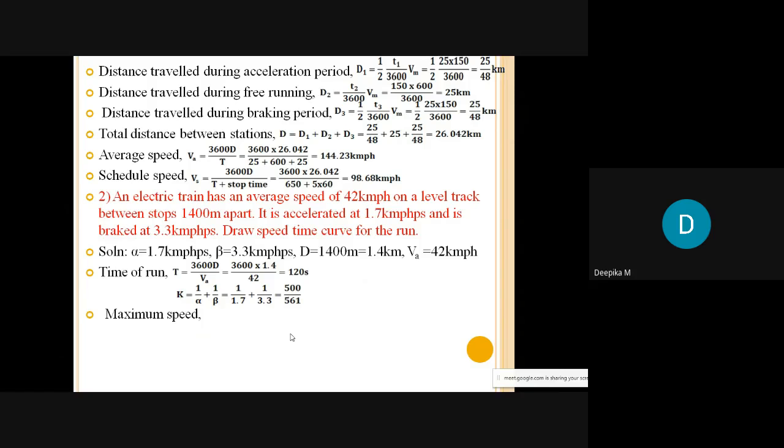What is maximum speed? Which is Vm. Vm is nothing but T by k minus the square root of T by k whole square minus 7200 D by k. Substitute all the values. So therefore, we will get the value, which is 52.0677 kilometer per hour. So this is the maximum speed. Next, what is acceleration period? T1. T1 is nothing but what?